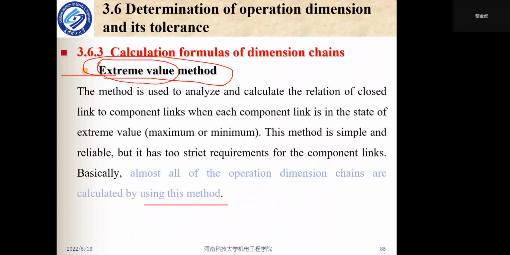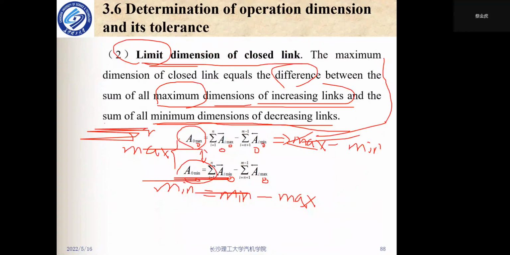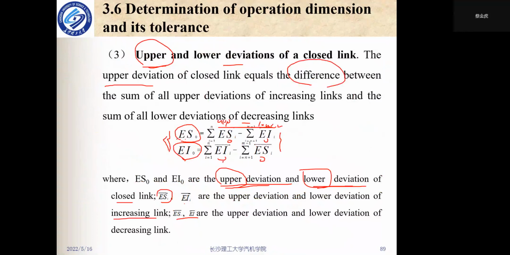The extreme value is the most important method because almost all the operation dimension chains are calculated by this method. So please pay attention to this method. And for all the equations, if you have some questions, please ask me, and we will talk about it again.